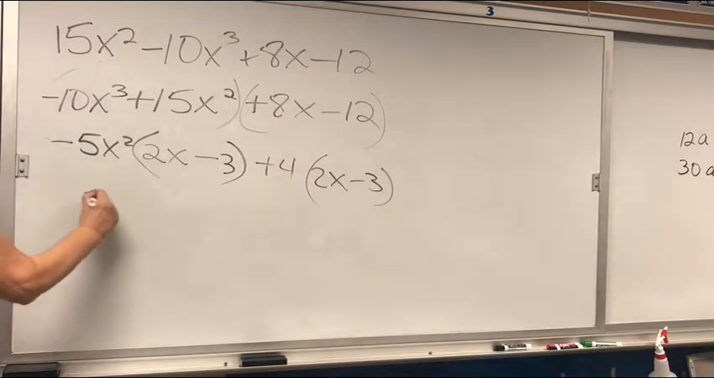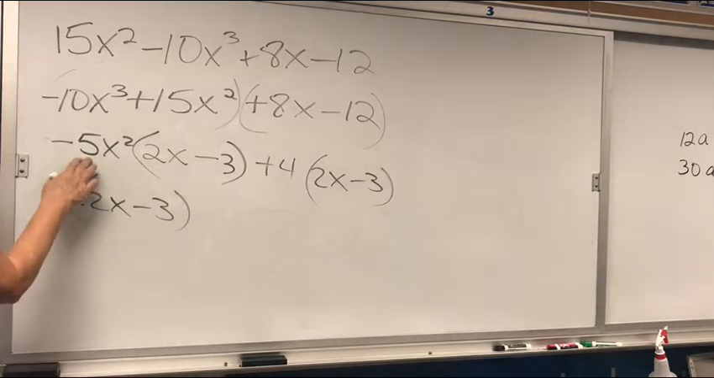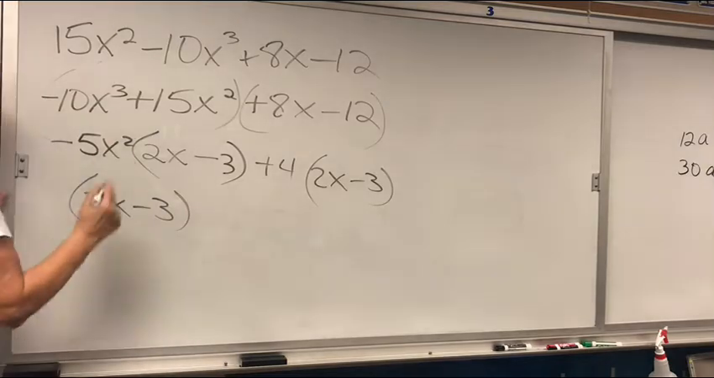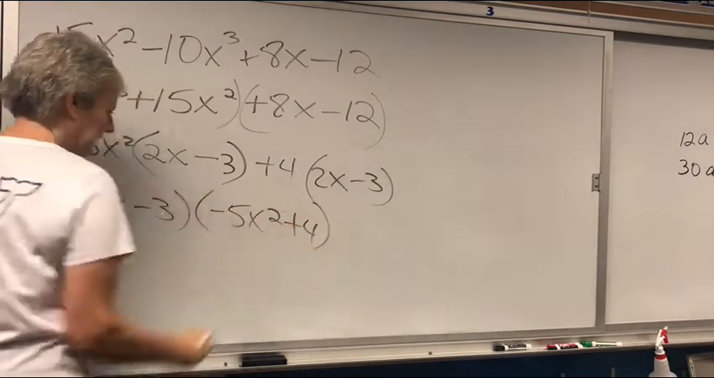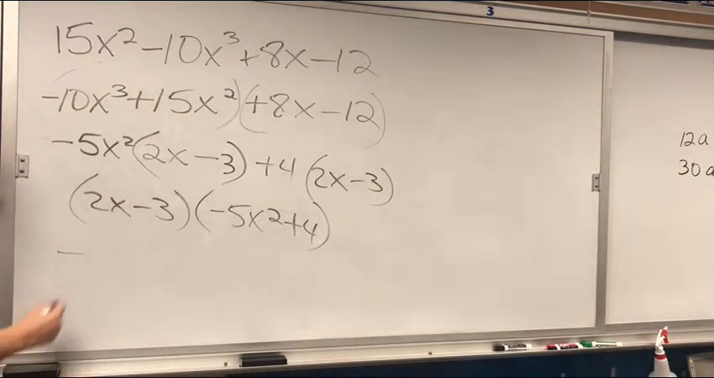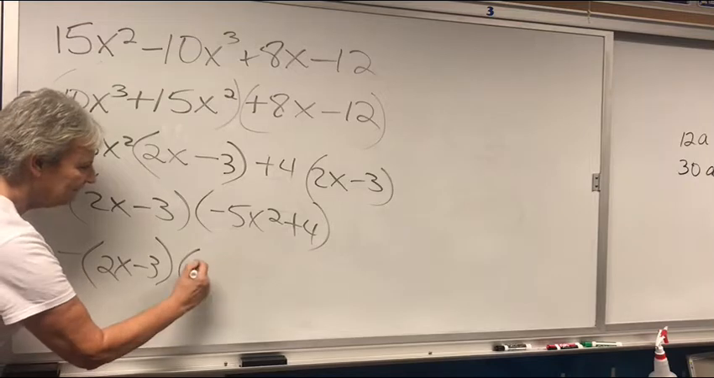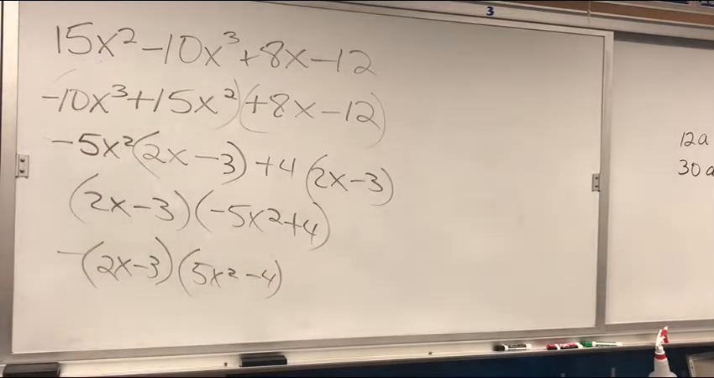I think we should go to the board. 2x minus 3. Oh, we shouldn't have pulled out a negative. Yeah, I was very confused. Oh! That's right. I pulled out a negative because I wasn't thinking. Now I've got to get it out of there again. And it's 5x squared minus 4. I shouldn't have done that.